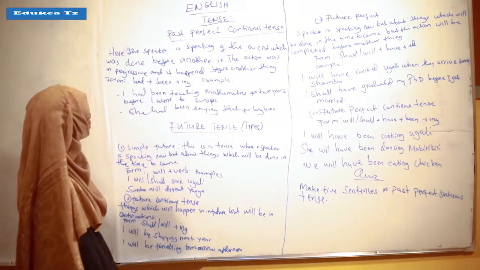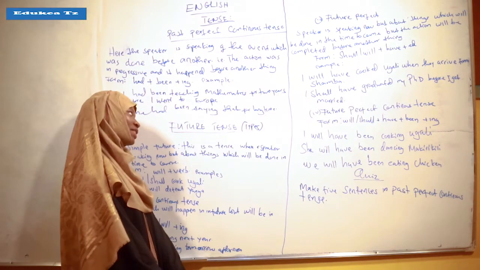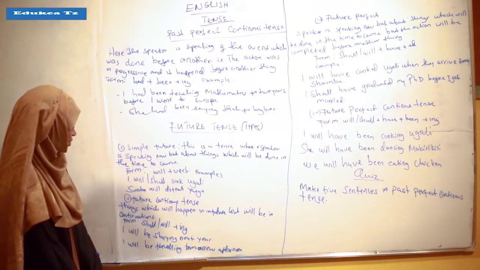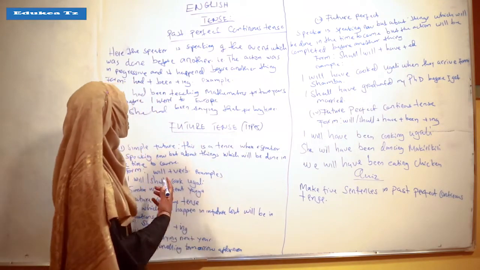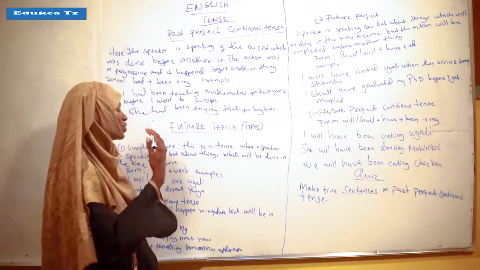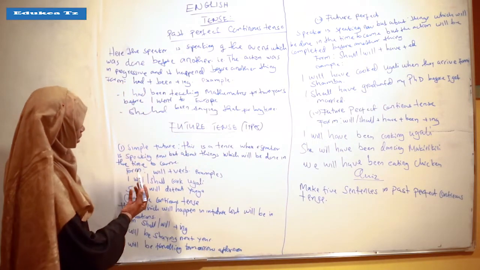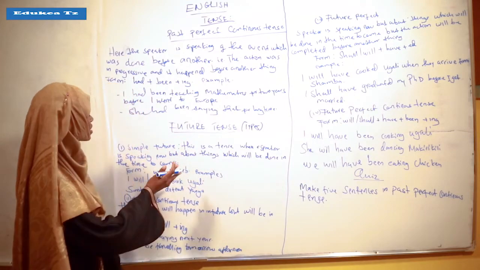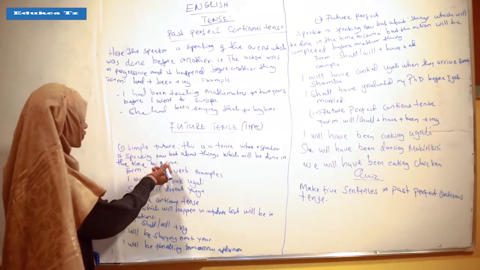The next one, the third type of tense, is future tense. Future tense is the type of tense where you speak about an event which will happen in the time to come. It is categorized into 4 parts, like the other types of tense. The first one is the simple future.